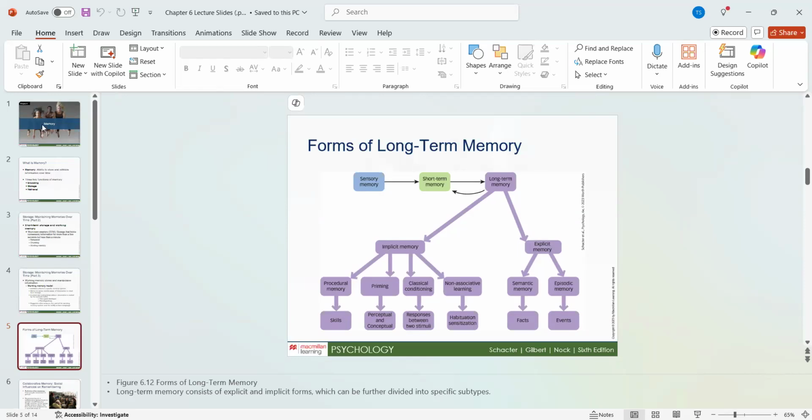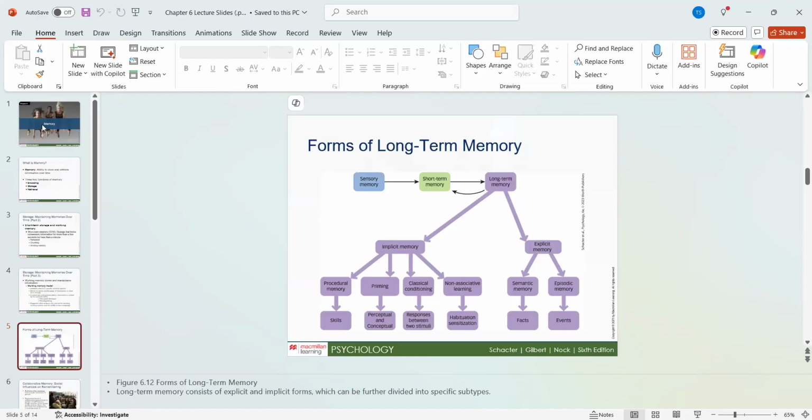Explicit memories, on the other hand, are memories that we consciously recall. For example, if somebody says, "What is your last name?" and you tell them your last name, that is an explicit memory. You're giving them something that you consciously recall. If somebody says, "What is 2 plus 2?" and you know the answer to that question, that is also an explicit memory. So the list goes on and on.